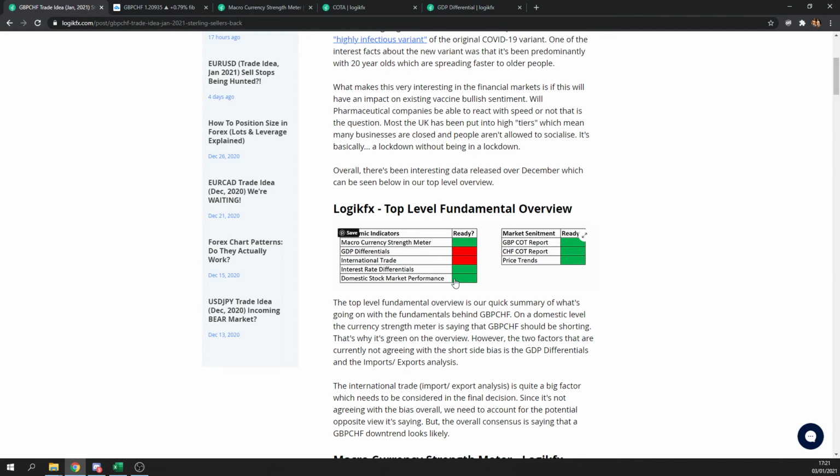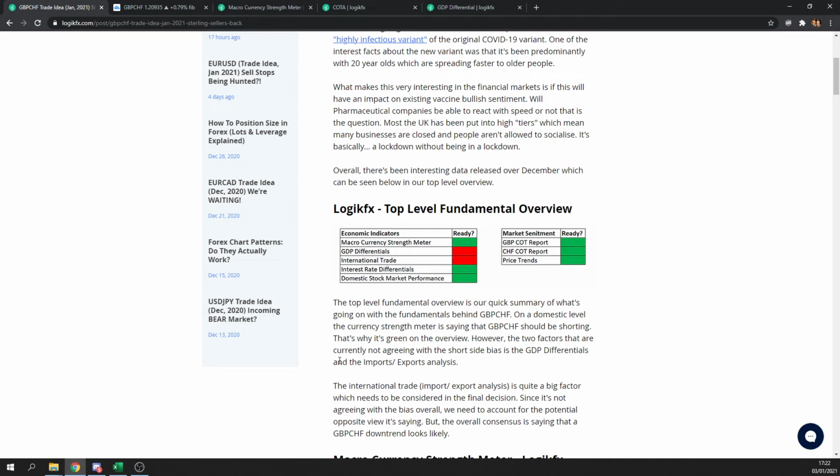So after that, we have our fundamental bias. We have our economic indicators saying that they're green for a potential downside movement overall, 3 out of 5. Obviously, the more indicators you have green here, the higher confidence you should have in the idea itself, but it's still a majority. There's still that percentage chance that this is a good idea, so we're putting it out there for you guys to read for free.